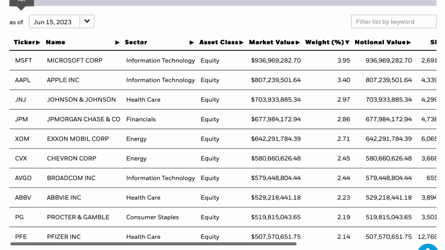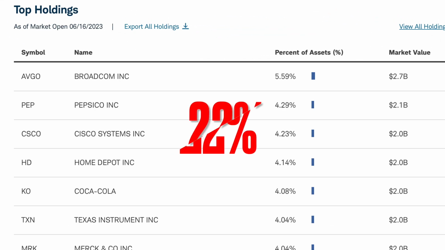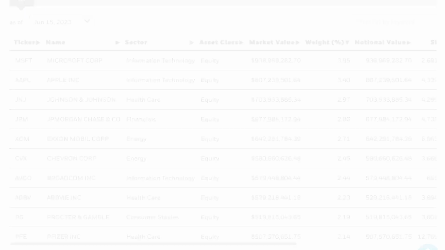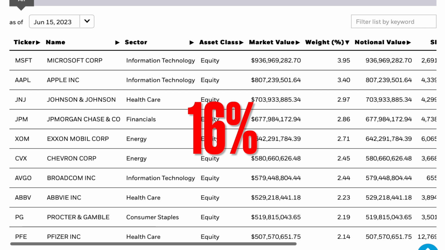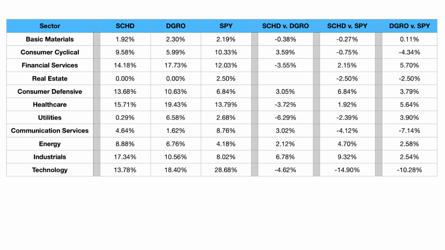DGRO is also rebalanced on a quarterly basis and annually with new constituent stocks. A quick comparison shows that roughly 22% of SCHD is allocated to just the top 5 holdings, while DGRO's top 5 positions make up about 16% of its portfolio. Technically, SCHD is more top-heavy than DGRO, but this is in large part due to the fact that it has significantly fewer unique holdings.